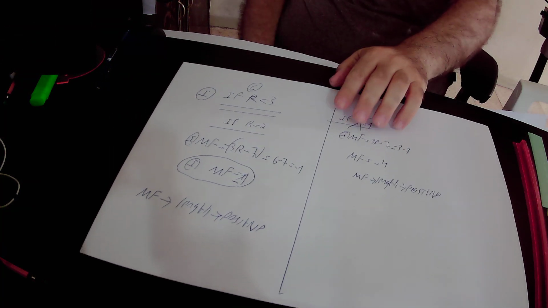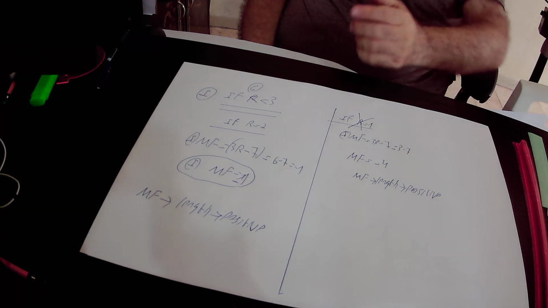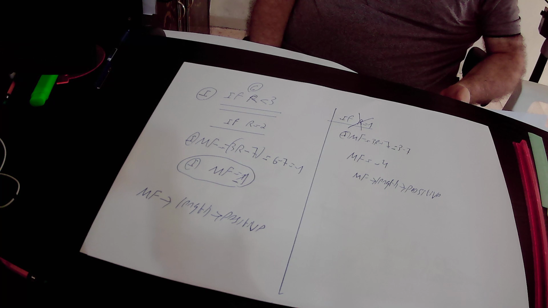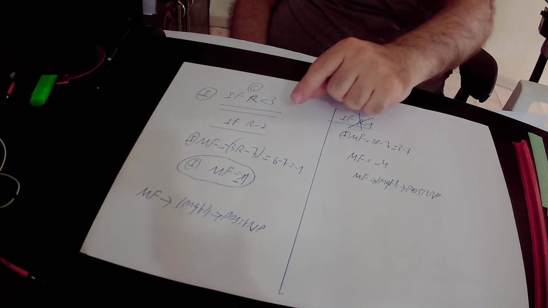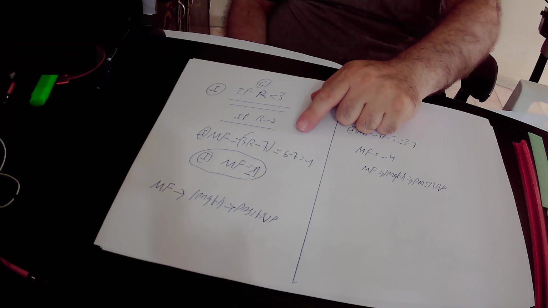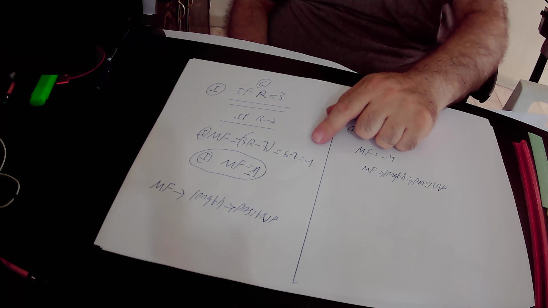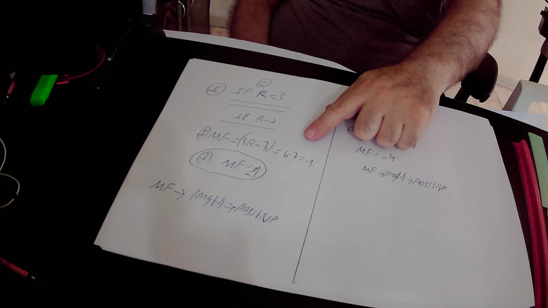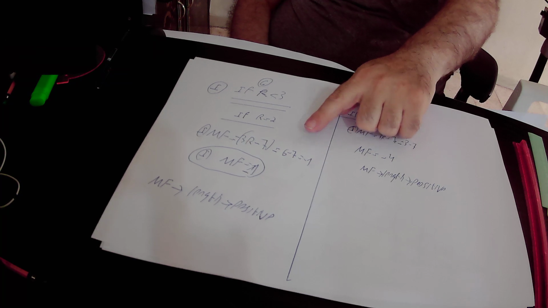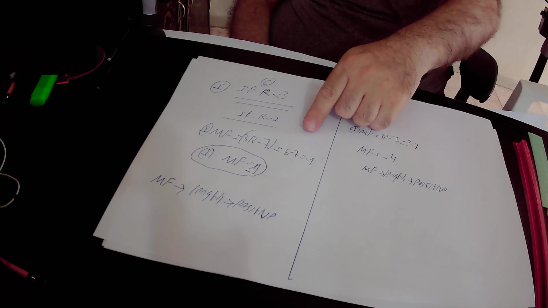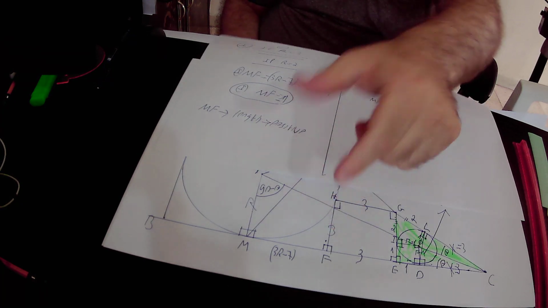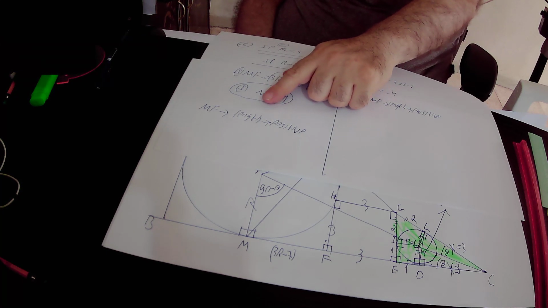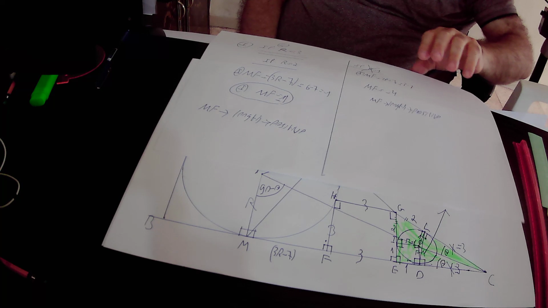So, if the radius of the big circle is less than 3 units, it means that the value of R could be equal either to 2 units or to 1 unit, because the radius is a length and the length must be a positive number. So if R equals 2, then according to equation number 1, MF equals 3R minus 7. 3R is 3 times 2, that is 6, and 6 minus 7 is minus 1. So the length of MF is a negative number. It is impossible, since the length must be a positive number. So we cancel this possibility.